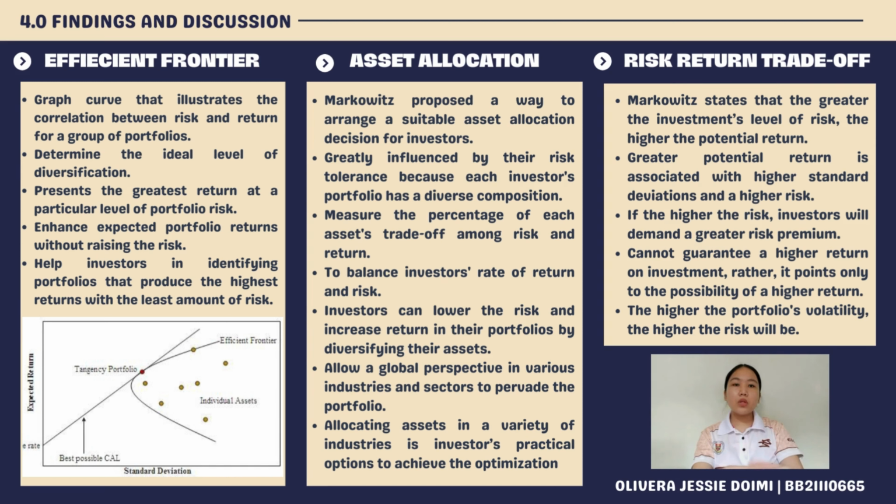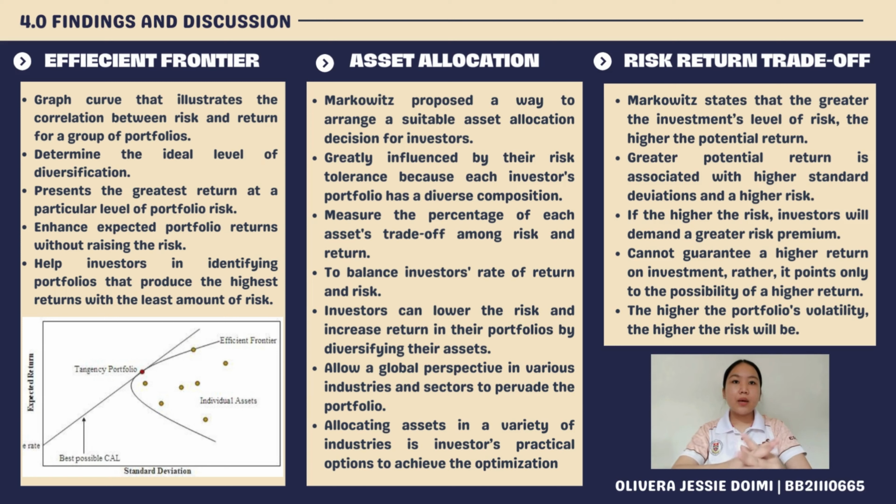The optimal approach to asset allocation is to allow a global perspective in various industries and sectors to provide the portfolios. Therefore, allocating assets in a variety of industries is one of the investor's practical options to achieve optimization.